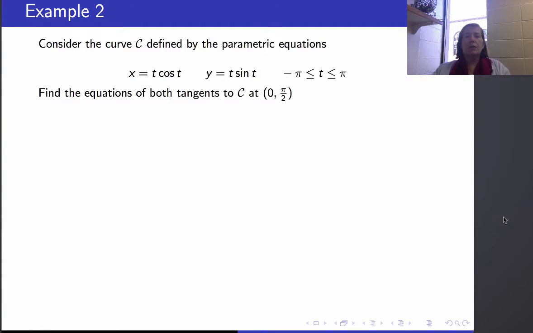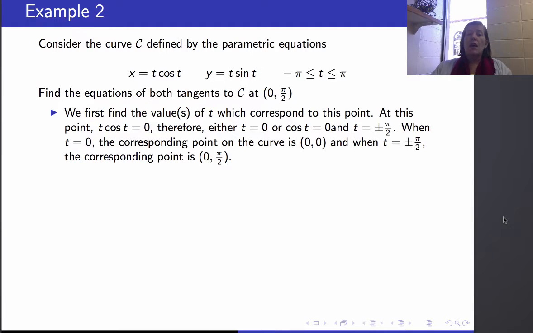Let's consider a new curve, the curve given by the equations x equals t times cosine t, y equals t times sine t. We want to find the equations of both tangents at the point x equals 0, y equals pi over 2 on the curve. So at this point, this curve has two tangents, and we'll see in a moment what it looks like.